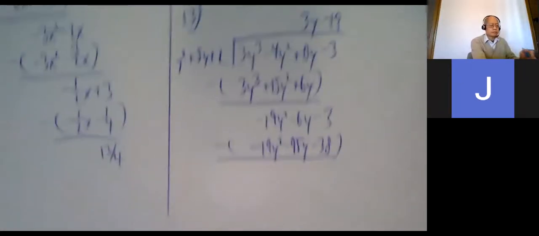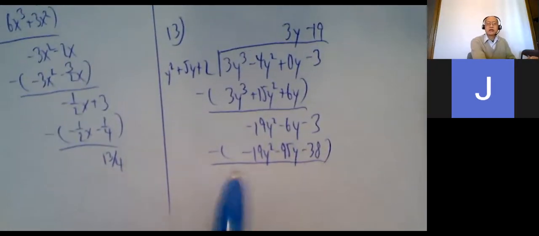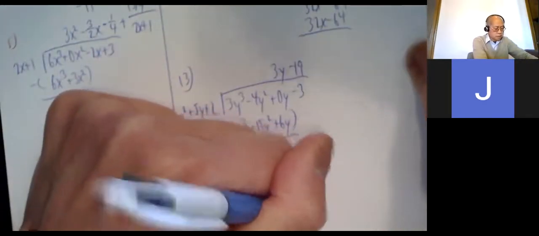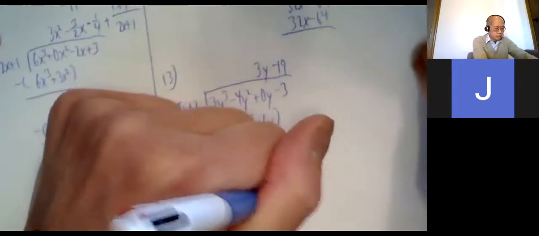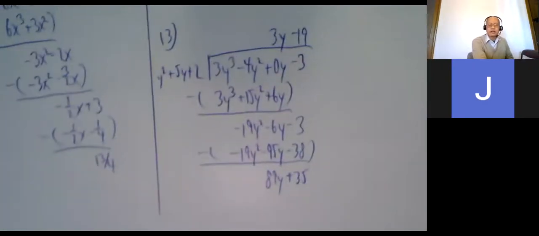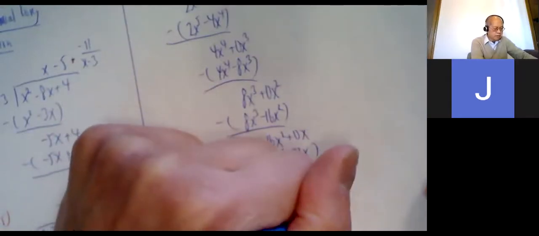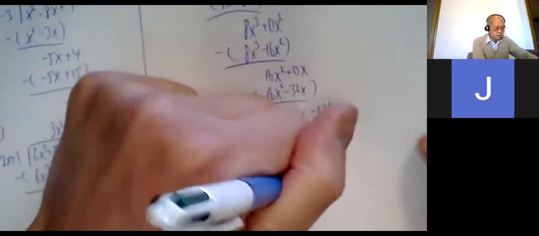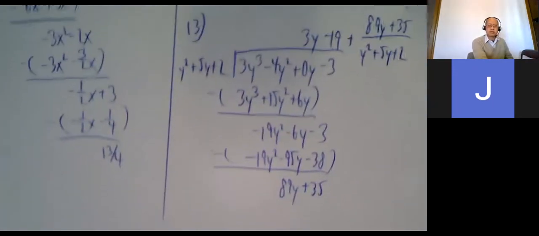Subtract. Cancel, cancel. A lot of double negatives here. Negative 6 plus 95. Double negative, right? 89. Negative 3 minus a minus 38. Negative 3 plus 38. 35. That's my remainder. So plus remainder over divisor. And there we go.